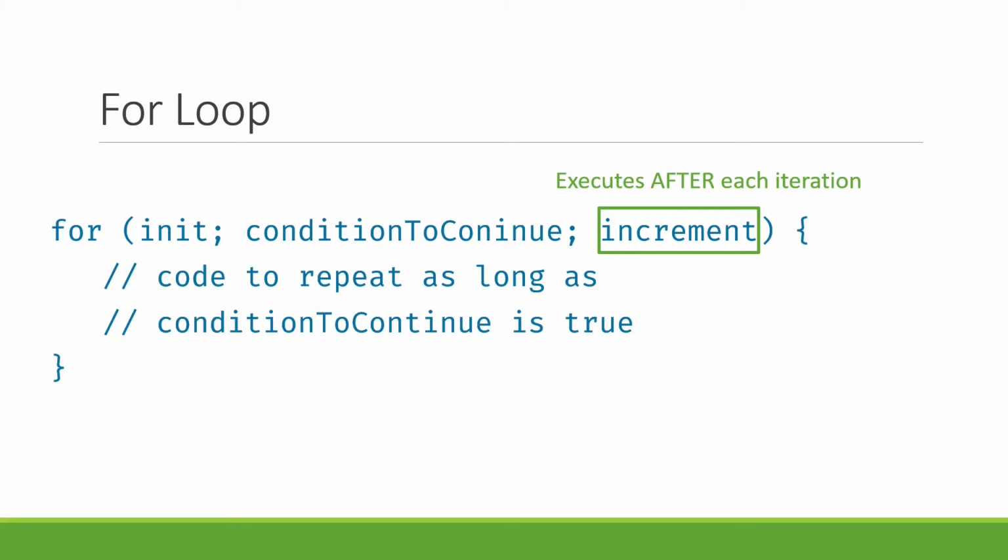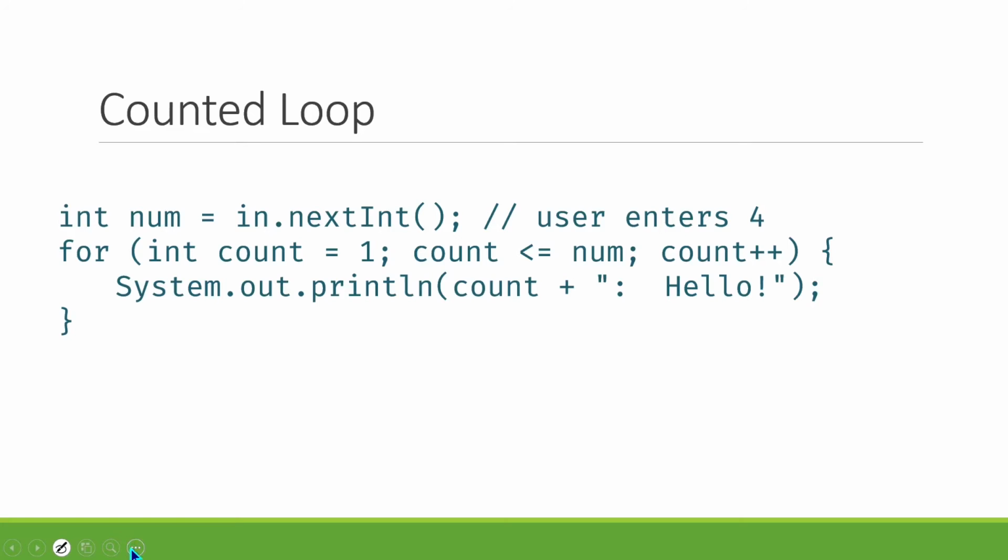Let's look at an example. This is how the previous while loop example would appear as a for loop. So let's trace it and see how it works. As we did in the previous versions, we're going to assume that the user enters an input value 4. So let's go ahead and create the num variable and assign it the user input value 4. And we start our for loop.